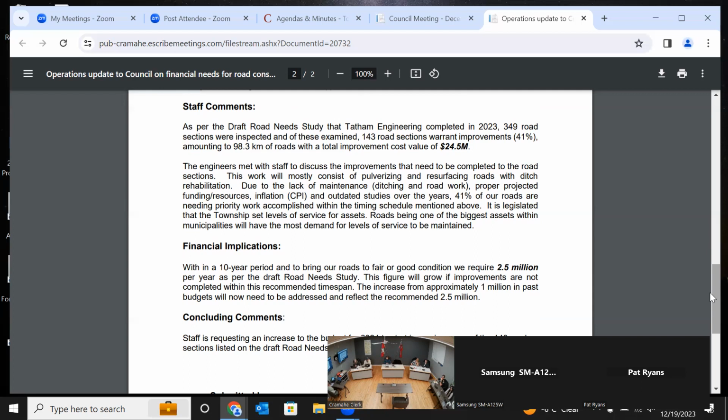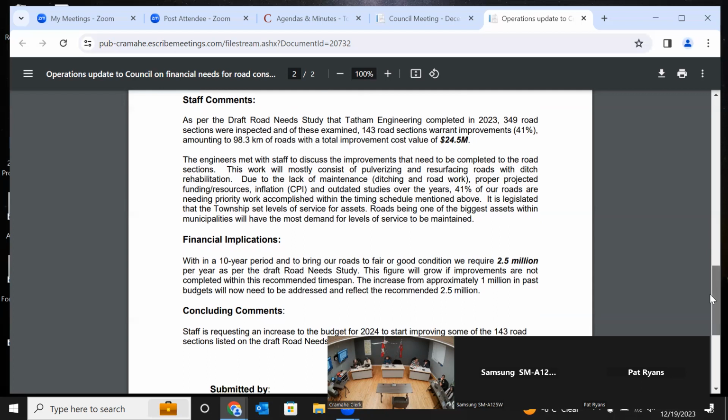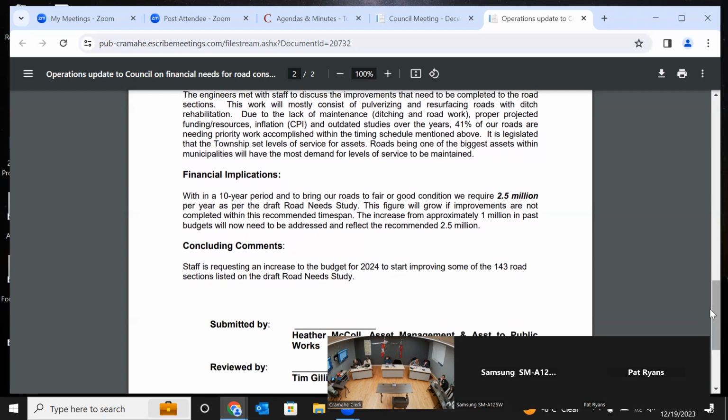It is legislated that the township set levels of service for assets. Roads, being one of the biggest assets within the municipality, will have the most demand for levels of service to be maintained. Financial implications: with a 10-year period and to bring our roads to a fair or good condition, we require 2.5 million per year as per the draft roads needs study. This figure will grow if improvements are not completed within the recommended time span. The increase from approximately 1 million in past budgets will now need to be addressed and reflect a recommended 2.5 million. Staff is requesting an increase to the budget for 2024 to start improving some of the 143 road sections listed on the draft roads needs study.